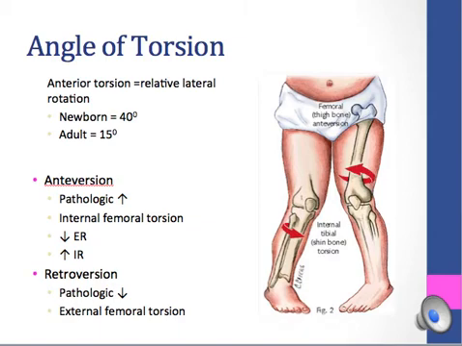Okay, so let's touch on angle of torsion. So that anterior torsion equals relative lateral rotation, so internal, external rotation, right? What we'll see is newborns are going to have much sharper internal rotation. Adults get out of that. They don't gain as much of that because a younger person is going to have to gain stability, and so they're trying to gain stability with that relative angle. Remember, this is that transverse plane between the femoral neck and condyles, and this might start to decrease with age.